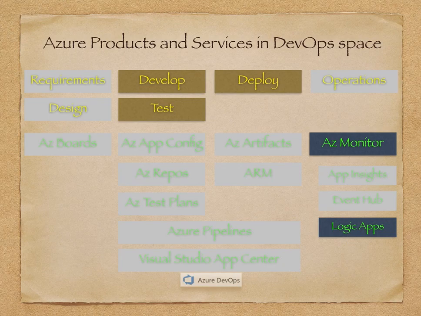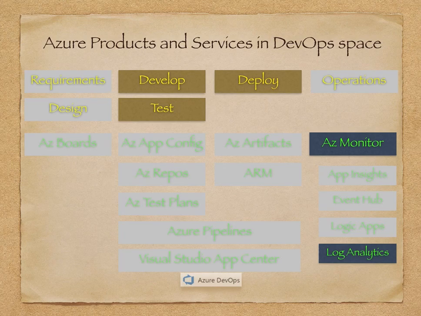Logic Apps is used to automate tasks and business processes using workflows. It is used to build workflows based on metrics and logs in Azure Monitor. Log Analytics is used to edit and run log queries with data in Azure Monitor Logs. It is also helpful for troubleshooting and diagnostics.